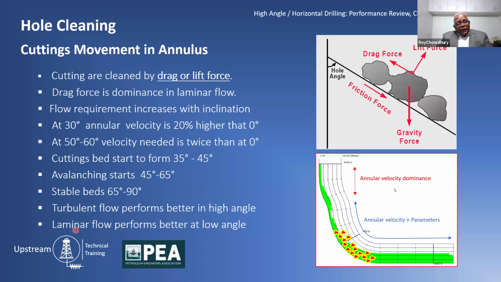Now, in low angle wells, you can get away with, say, laminar flow. However, turbulent flow is needed in high angle wells. But mind you, when the drilling fluid escapes the bit through the nozzle, there's a big turbulence in front of the bit. And gradually, as it moves up the annulus, from the turbulent flow, it comes all the way to laminar flow and it escapes the annulus at the surface.